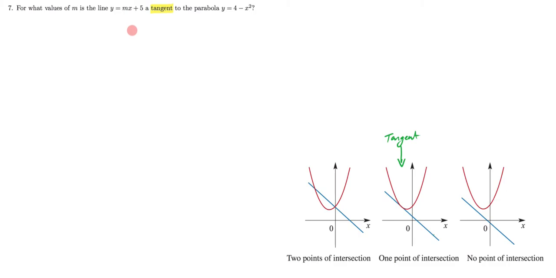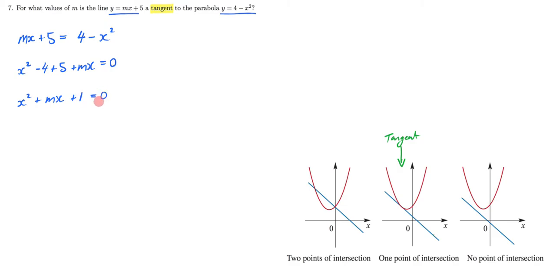The first thing that we're going to do is take our 2 equations and set them equal to each other. So we're going to get mx plus 5 is equal to 4 minus x squared. We're then going to get everything on my left-hand side. So we're ending up with x squared minus 4 plus 5 plus mx is equal to 0. So I'm going to be left with x squared plus mx plus 1 is equal to 0.